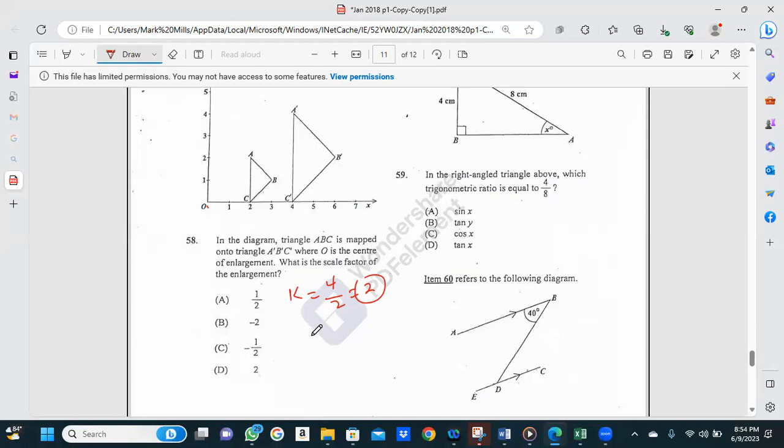If you check it out, you're going to see that the scale factor K is actually from O to C prime divided by O to C. The length of one side of the image from the center, and the corresponding side of the object. So this is the object and this is the image. That gives you 4 over 2, which is 2, the same thing. So the answer would have been D. We clear on that?